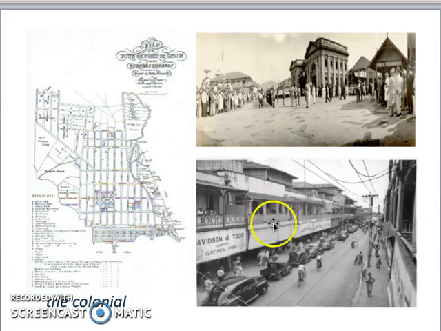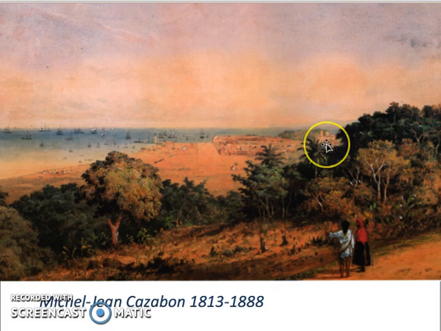These were all very typical of that period and reflective of the colonial influence in architecture. Active at that time in the 19th century was a painter named Michel Jean Casabon, and he painted landscapes, he painted people, but he also seemed to be very interested in the architectural and urban development of Port of Spain. And in this picture, which is a view from Laventille Hill looking west, we can see the reclamation taking place to create the part of the city now known as South Quay.